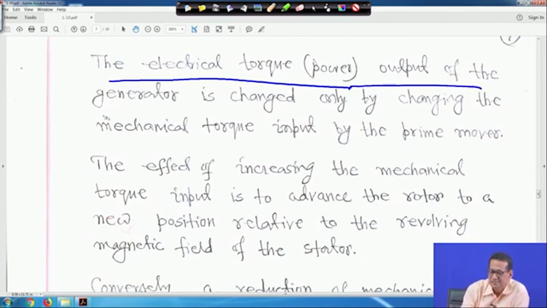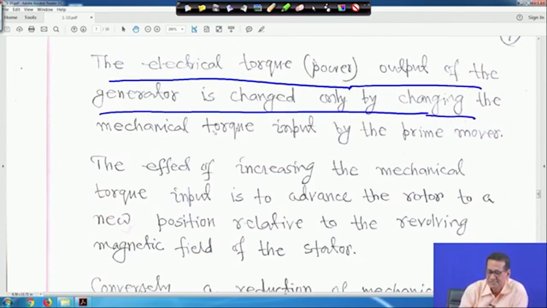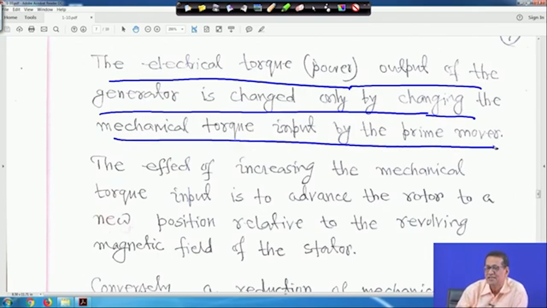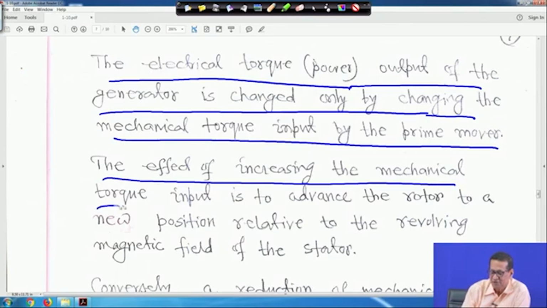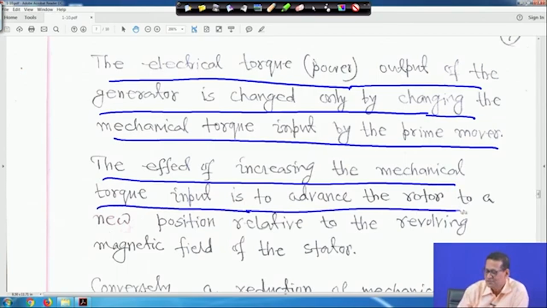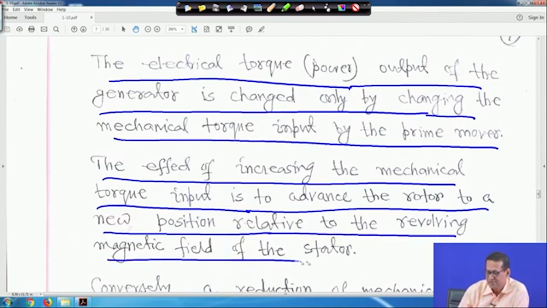Output of the generator is changed only by changing the mechanical torque input by the prime mover. This is the single machine infinite bus, something we have studied also. So, the effect of increasing the mechanical torque input is to advance the rotor to a new position relative to the revolving magnetic field of the stator.